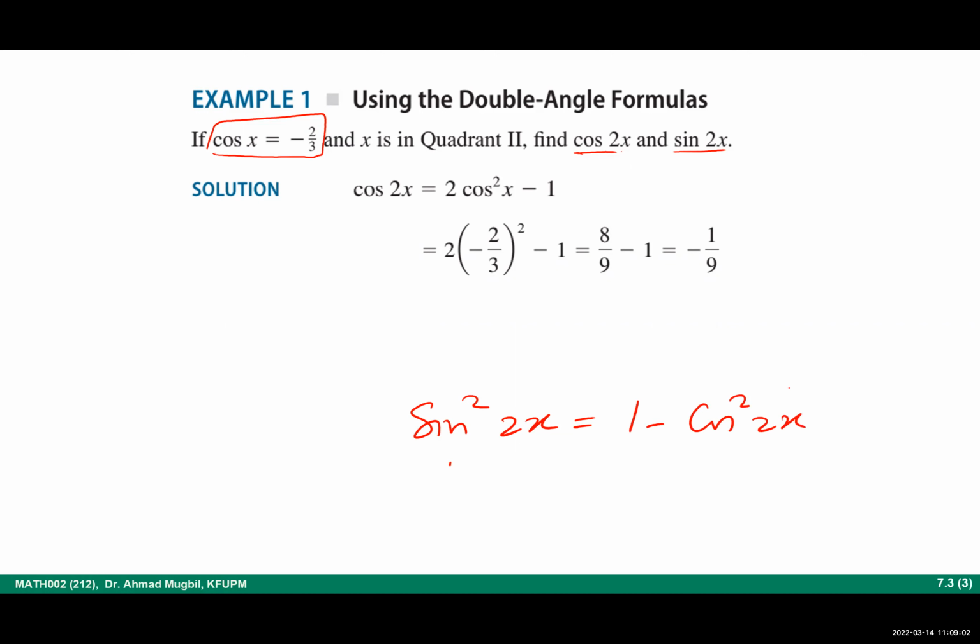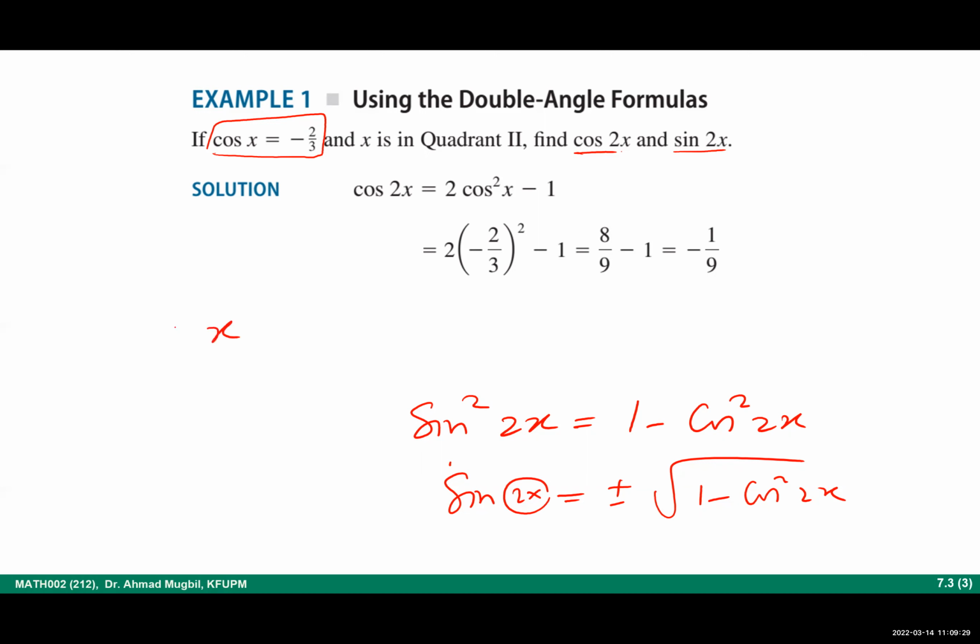which is the Pythagorean formula, right? But in this case, you need to know in which quadrant, because this will determine what you will get. Sine 2x will be positive or negative. Which one will you choose, positive or negative? Positive. How to know? He said x, but this is 2x. This is the double. Be careful. He said x is in the second. 2x, what do you think?